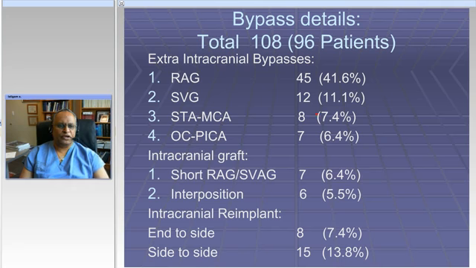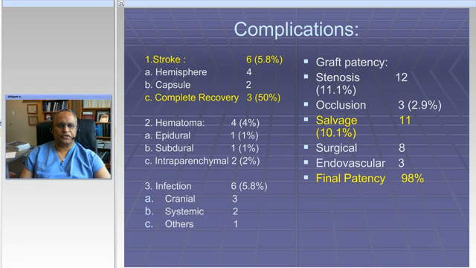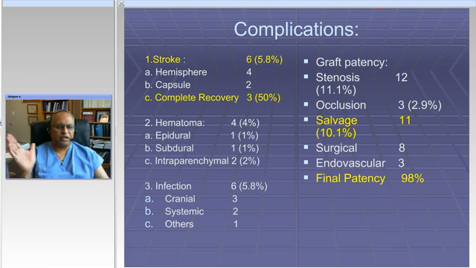Radial artery graft was used in 45 patients, saphenous vein in 12, STA-MCA in 8 patients, occipital PICA in 7, and then intracranial grafts were used in these numbers of patients. And what sort of complications? Not all of these complications are related to the bypass. Some of them are simply related to the fact that the patient had subarachnoid hemorrhage and was in bad shape, but we've shown every single thing that happened to the patient so that there's transparency.